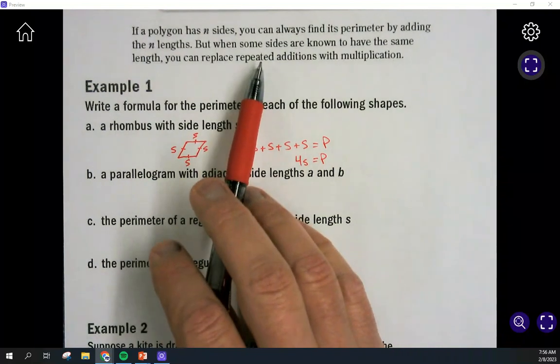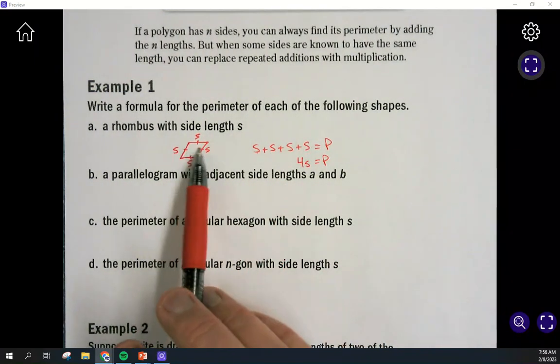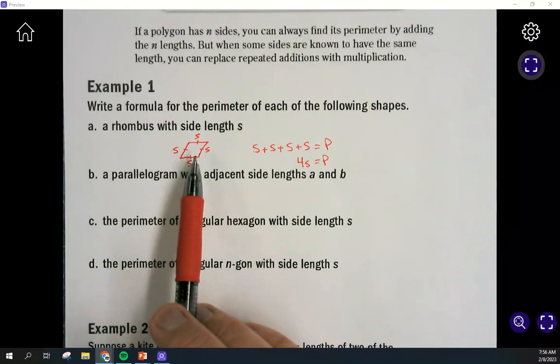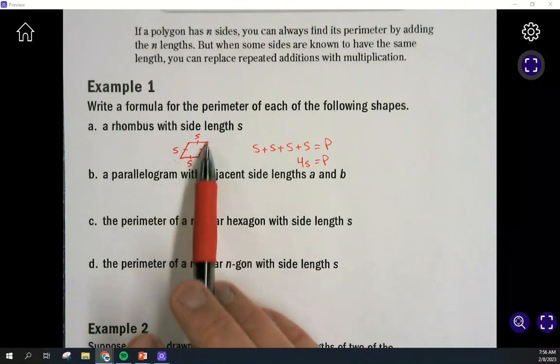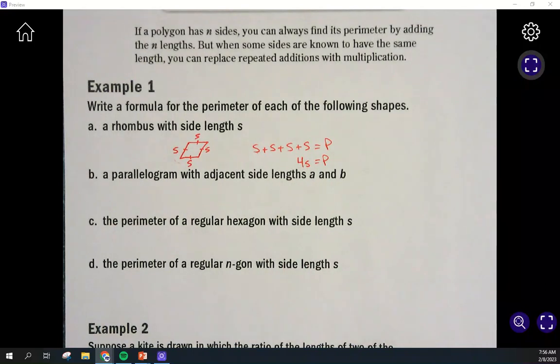Now, what this was talking about up here is I don't have to necessarily start here to get to 4S. If I know all 4 sides are equal, then instead of adding them all up, I can just multiply by how many sides there are. So just 4 times S.